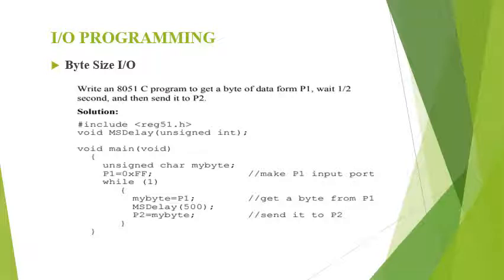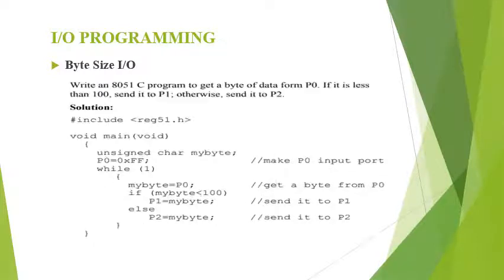And then in the while loop we are assigning the value of port 1 to myByte, and then the msdelay function is called, and then the myByte value is assigned to port 2. So by this the byte of data from port 1 is sent to port 2. Next example, write an 8051 C program to get a byte of data from port 0, and if it is less than 100 then send it to port 1, otherwise send it to port 2.